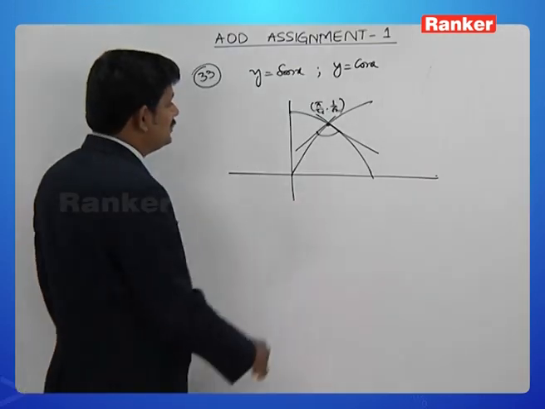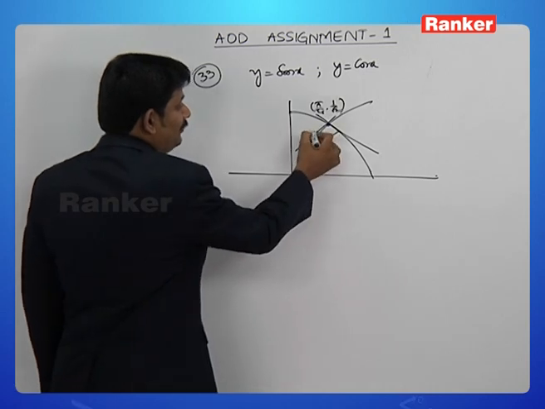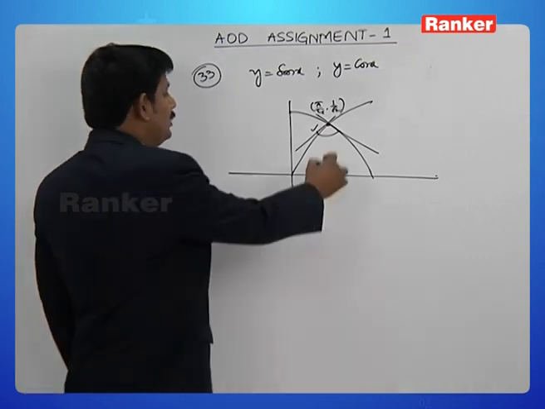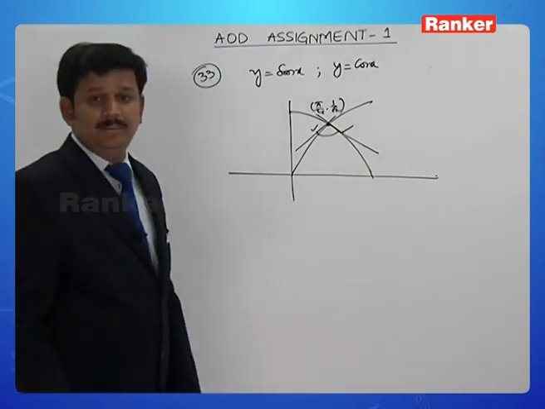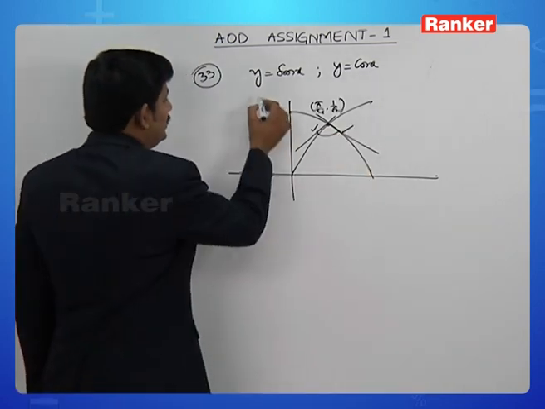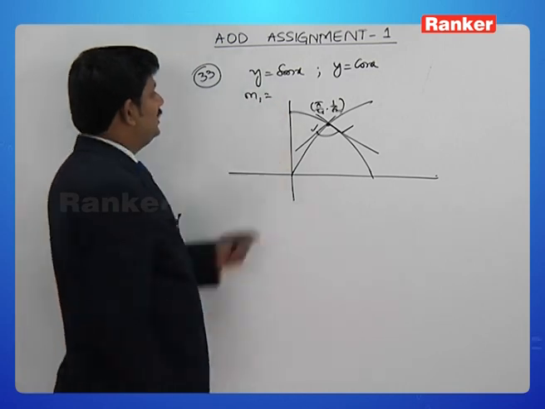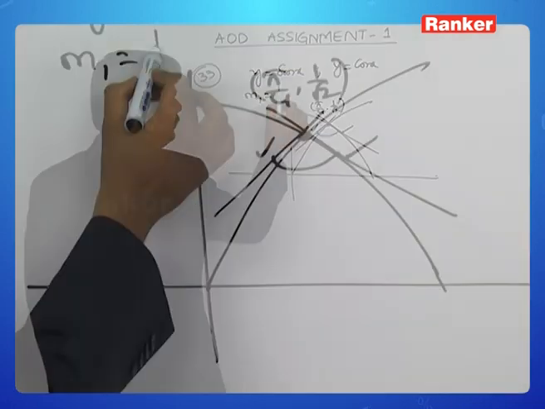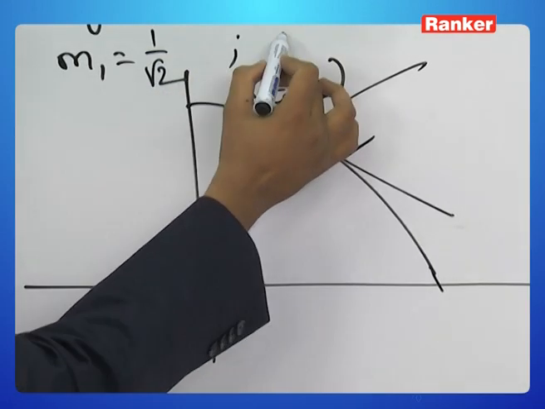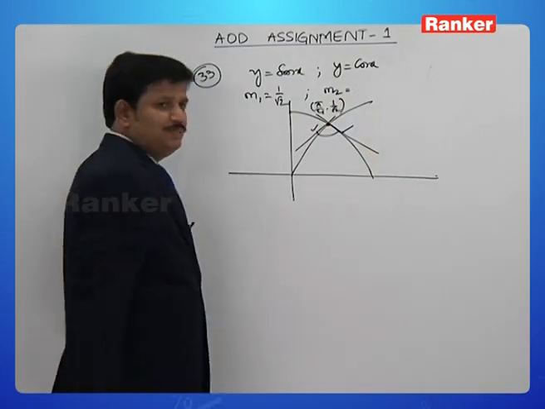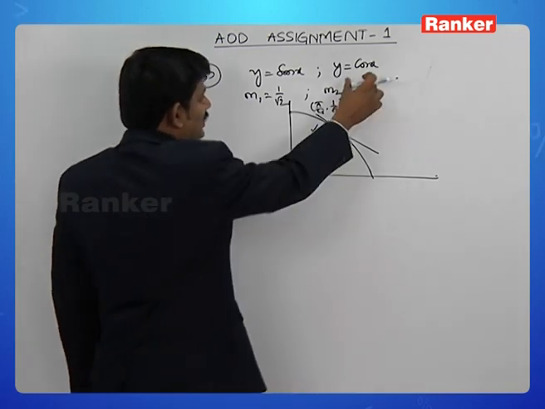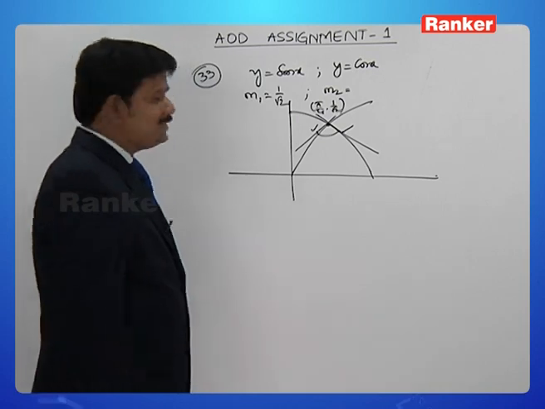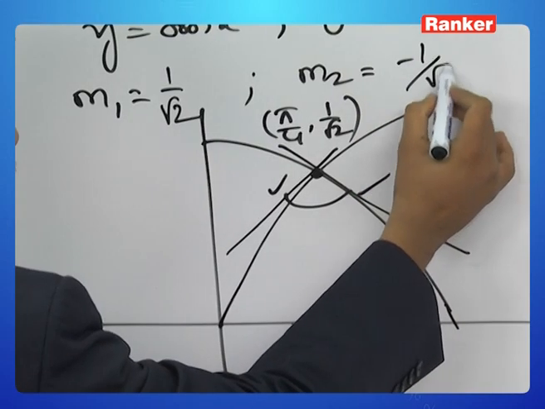The angle between the tangents is given by finding the slope of the tangent to one curve at pi by 4 comma 1 by root 2, and also the slope of the tangent to the other curve at the same point. M1: differentiating sin x we get cos x. Cos x when x is pi by 4 is 1 by root 2. M2: differentiating cos x we get minus sin x. Minus sin x when x is pi by 4 is minus 1 by root 2.